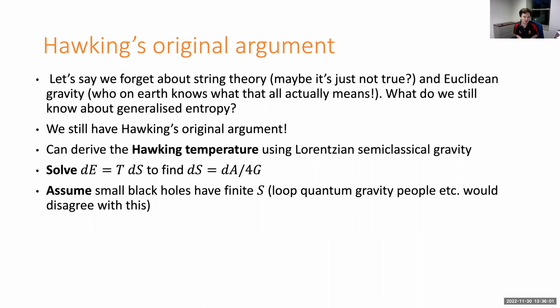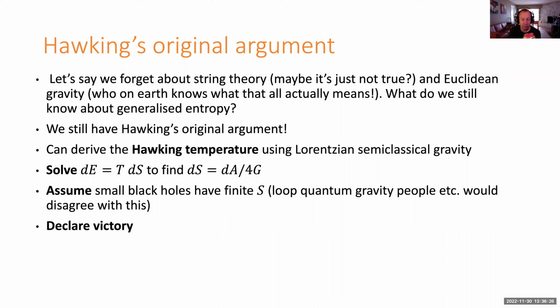And then if we assume that small black holes have some finite S and don't have arbitrarily large entropy, then you can just integrate up from A equals 0 and conclude that at least for sufficiently large black holes, that integral dominates over the small black hole entropy, and we have S equals A over 4G. Okay.